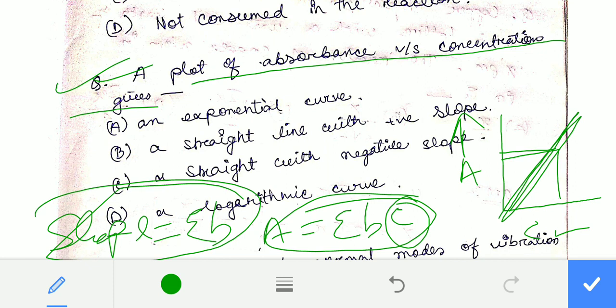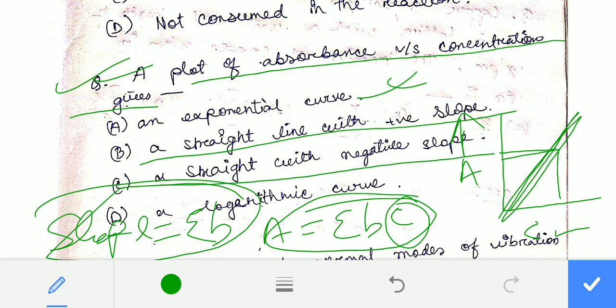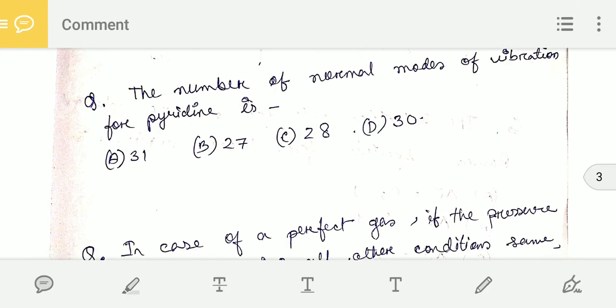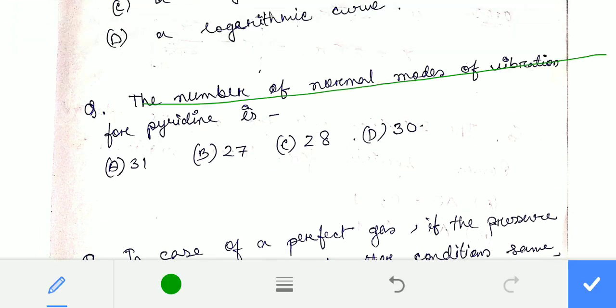So for this question, here we have the options: the curve is an exponential curve, a straight line with positive slope, a straight line with negative slope, a logarithmic curve. So from this you get to know that the curve is a straight line with positive slope, and the slope is equal to epsilon b, right? So for this question, option B is the right option. Moving to next question. The number of normal modes of vibrations for pyridine.